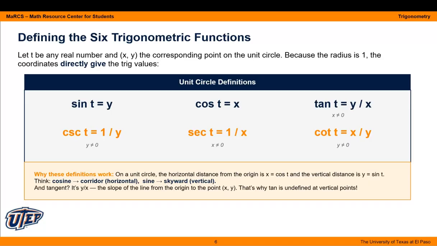The most important fact here is this. Cosine is the x-coordinate and sine is the y-coordinate. Everything else is built from that. Tangent is the ratio y over x, so it can also be interpreted as the slope of the line from the origin to the point (x, y). That is why tangent is undefined when x equals 0, the vertical line. And the reciprocal functions are exactly what their name suggests, reciprocals of sine, cosine, and tangent.